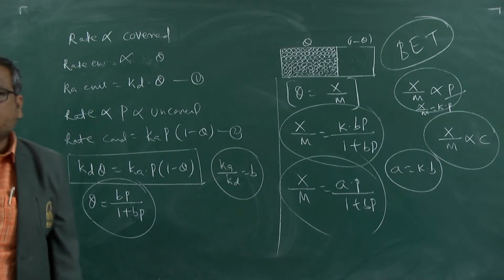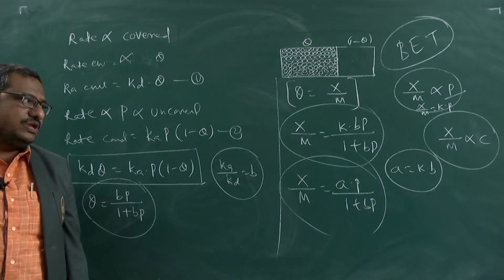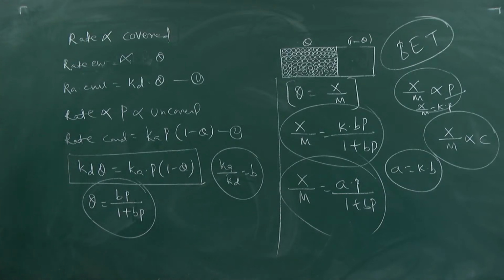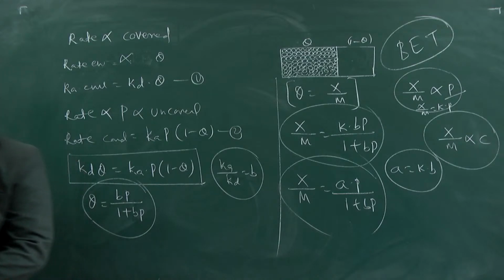So, this is the derivation of the Langmuir adsorption isotherm. X amount of gas deposited per m mass of the adsorbent is equal to Ap by 1 plus Bp, which depends upon the pressure, so it will be variable. Next, if you increase the temperature, what happens? The rate of adsorption also increases.